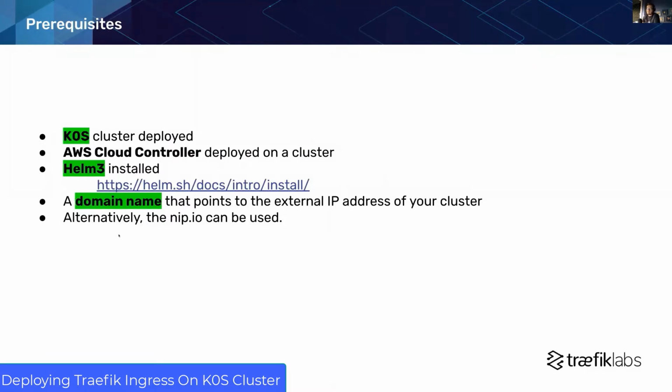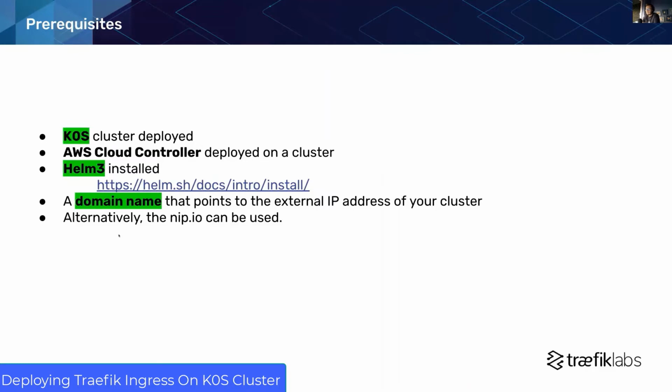The prerequisite is that you need to deploy a Kubernetes cluster. In my case, I already deployed K0S using AWS and EC2 instances. In order to manage the AWS API, I also had to deploy AWS Cloud Controller on my cluster to have connectivity between the Kubernetes cluster and the AWS API, in order to create specific resources in AWS, such as a load balancer.